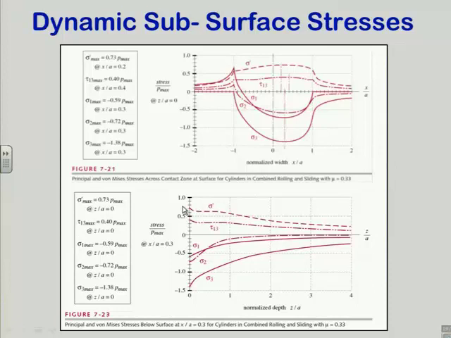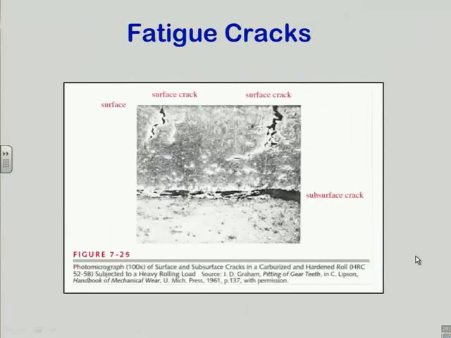The shapes are changed. And when I do the plots looking into the part, I now have a maximum stress in tau at the surface, but it doesn't drop very much for quite a ways into the surface. This is all normalized. This is the depth Z divided by A. Everything is normalized in these pictures, so they're applicable to any size part. And sigma 1, 2, and 3, as you see.